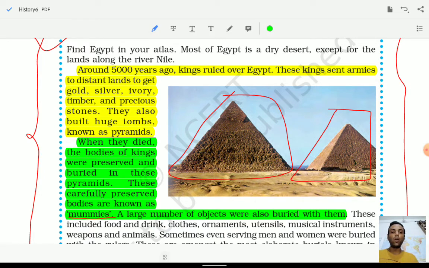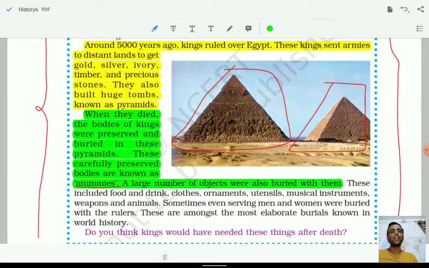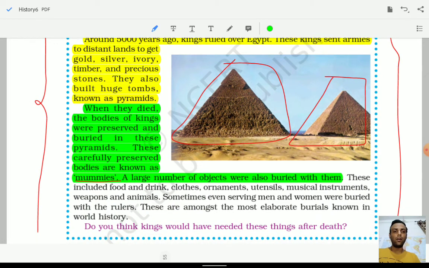A large number of objects were also buried with them, such as gold or some food, because at that time the understanding was that the person who dies will also travel to another world, and they probably needed these kinds of things, right? Scientific understanding was not developed, so we see that in Egypt as well, that they were also following such things.